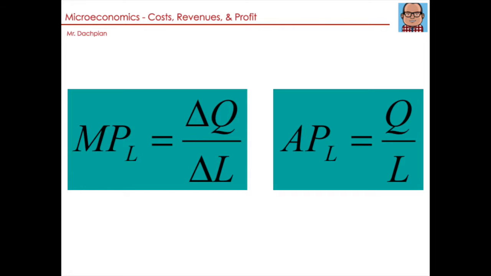Average product of labor is the quantity produced divided by the amount of labor input. The average product of labor is not the same as the marginal product of labor. In these two equations, Q is the quantity of the output produced, L is the quantity of labor used, and delta is the symbol for change.